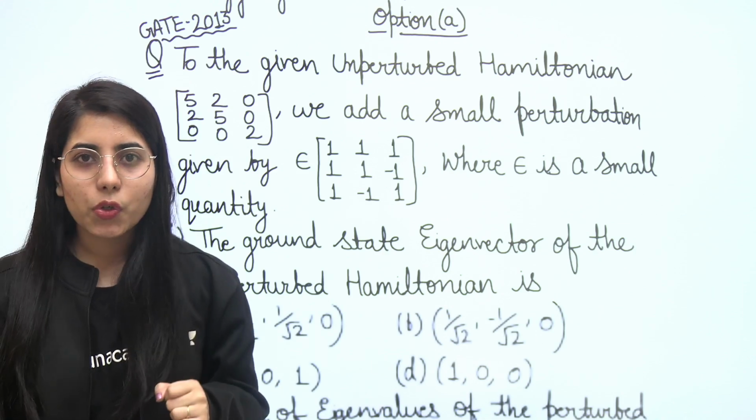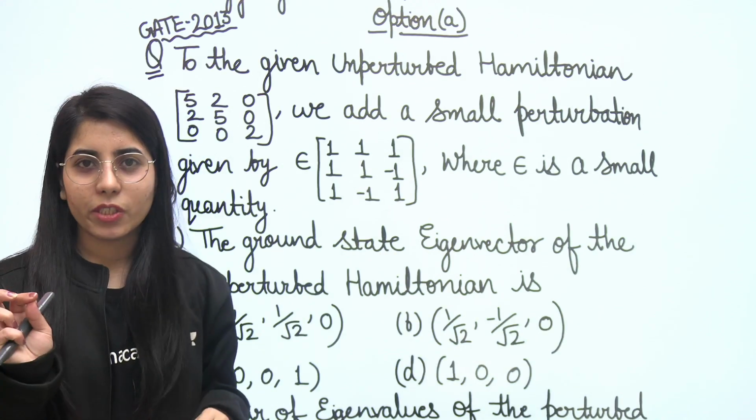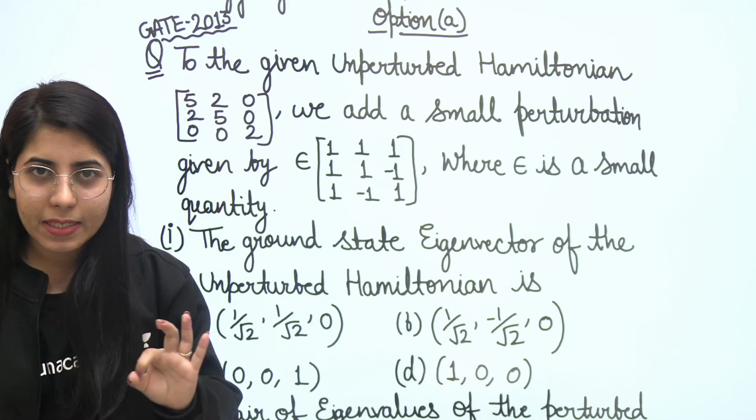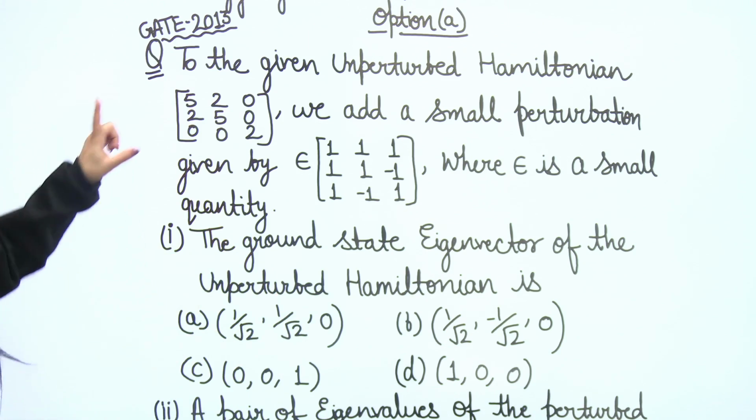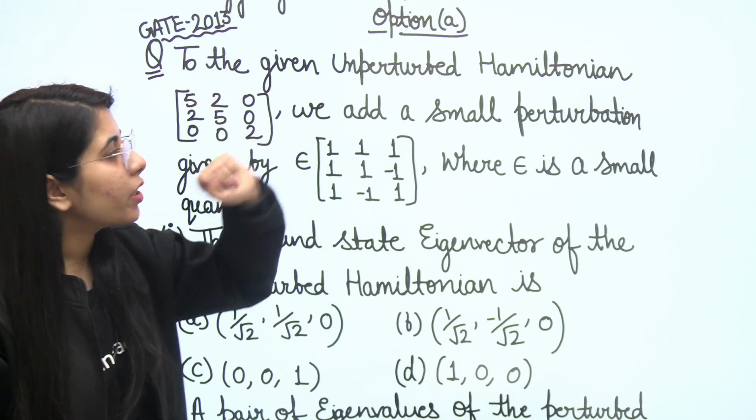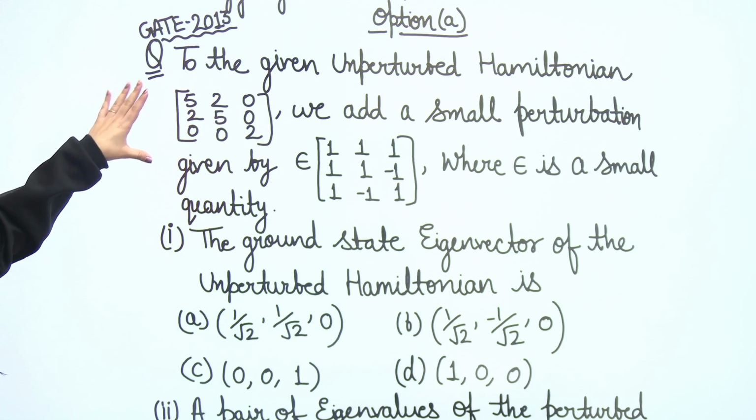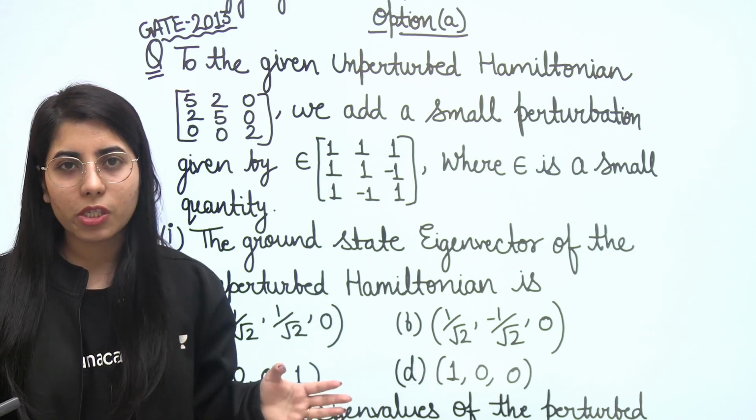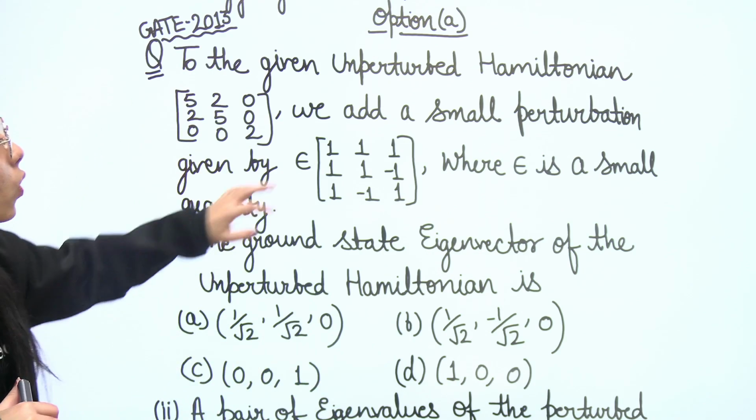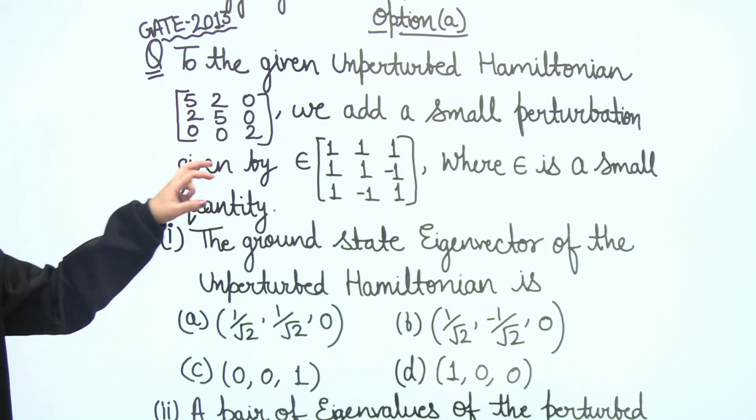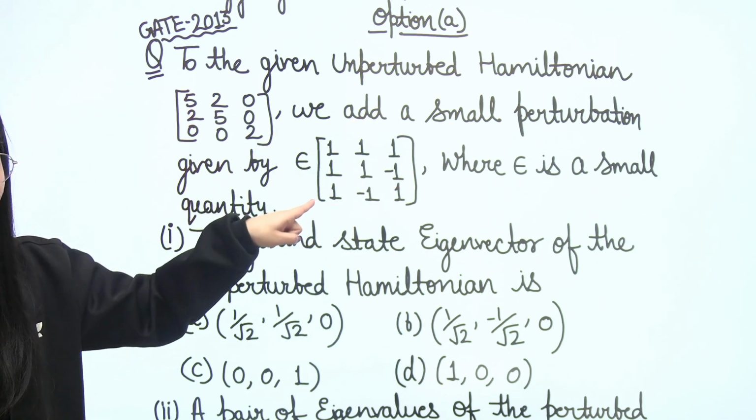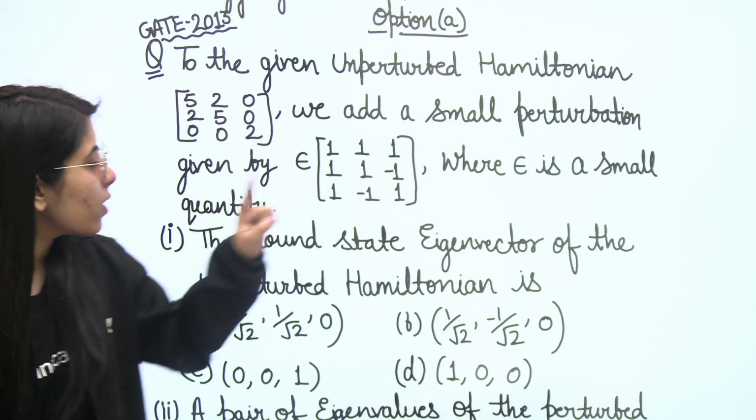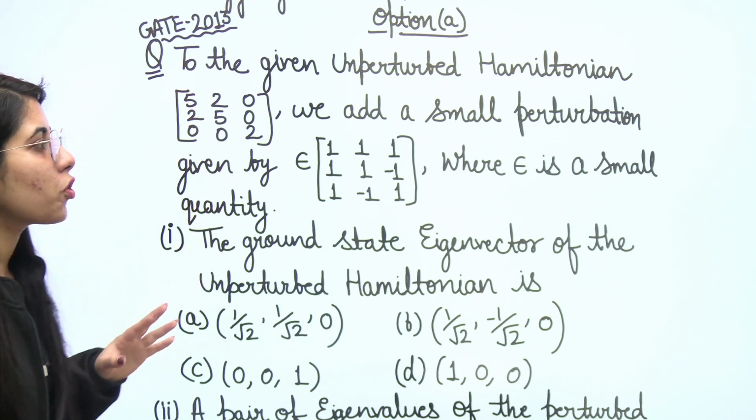Now, the next question of a similar type but a little bit different. Clear? So let's have a look at this. It is from the GATE 2013 exam, that is GATE Physics 2013. The question is, to the given unperturbed Hamiltonian, this is the Hamiltonian given to us, and this is again the unperturbed Hamiltonian, that means when there was no perturbation applied to the system. Next, we add a small perturbation given by this. Again the matrix has been given, epsilon times the matrix with the elements mentioned here, where epsilon is a small quantity. Clear? This much information has been given.